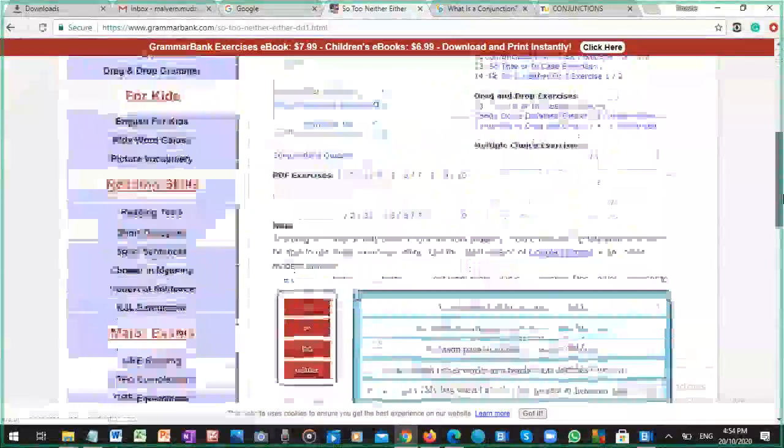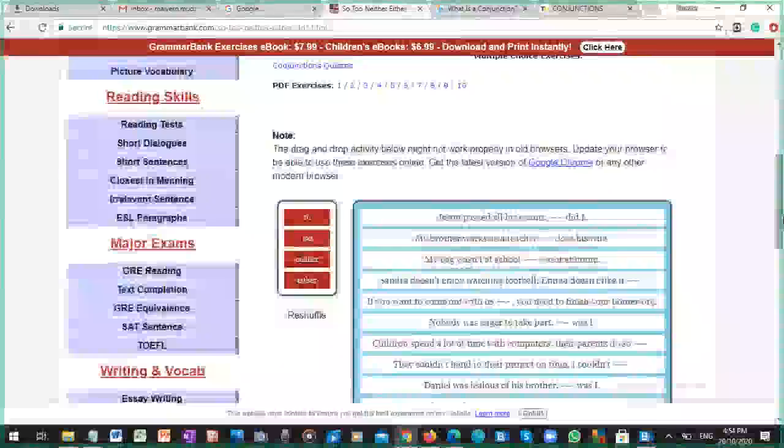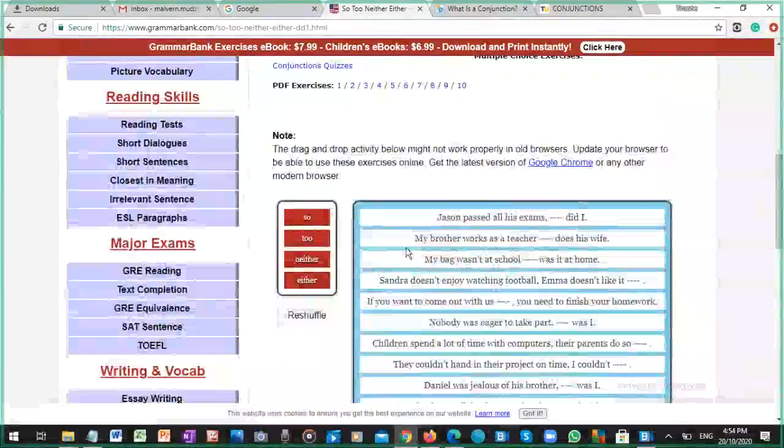Okay, so these are the first easy ones. You have to use so, too, neither, either. Is that okay? Okay, so the first sentence says, Jason passed all his exams, dash, did I?